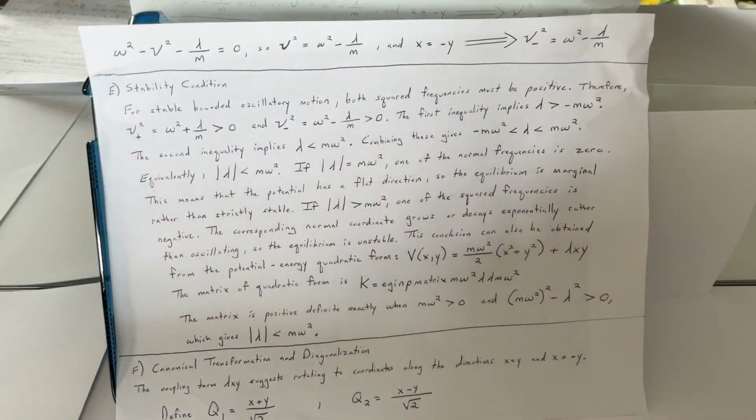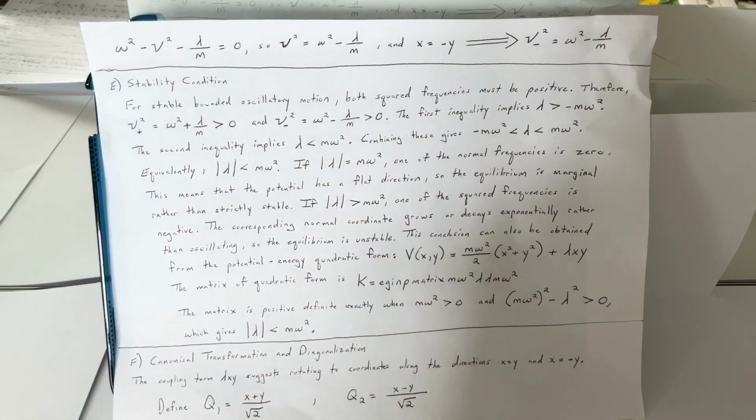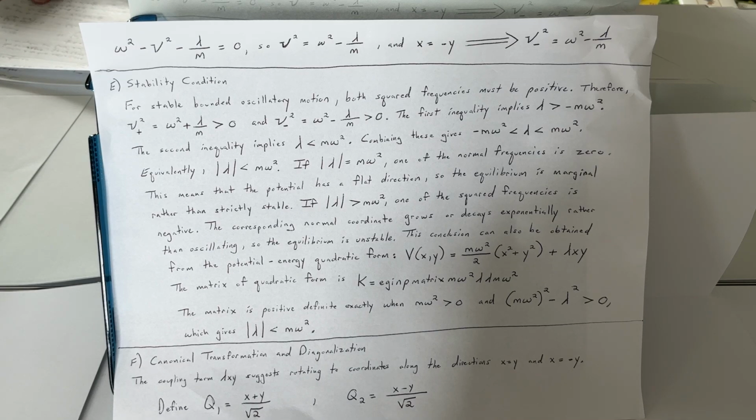Sorry about that. Okay, so here we go for the stability condition. For stable bounded oscillatory motion, both squared frequencies must be positive. Therefore, ν₊² = ω² + λ/m is greater than 0, and ν₋² = ω² − λ/m is greater than 0. The first inequality implies that λ is greater than −mω². The second inequality implies that λ is less than mω². Combining these two gives −mω² < λ < mω².